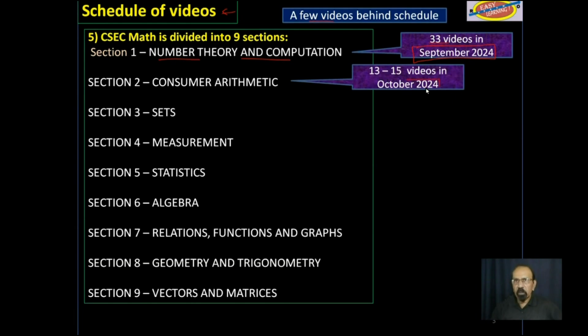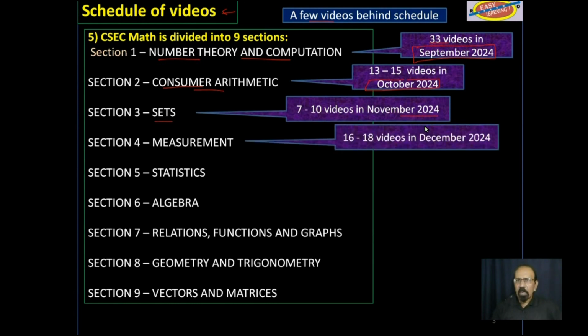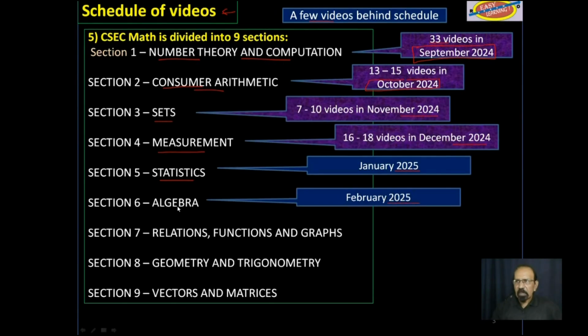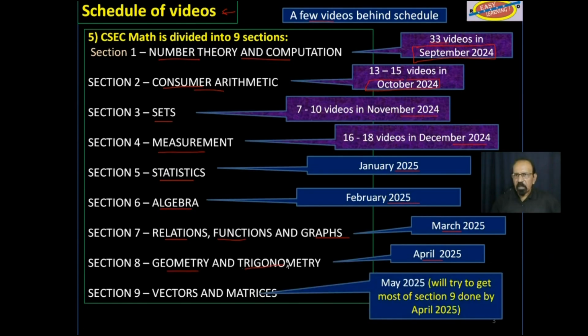Then for the rest of October, consumer arithmetic. November 2024, sets, and December 2024, measurement. January 2025, statistics. February, algebra. March, relations, functions, and graphs. April, geometry and trigonometry. Finally, May, hopefully by mid-May, vectors and matrices.